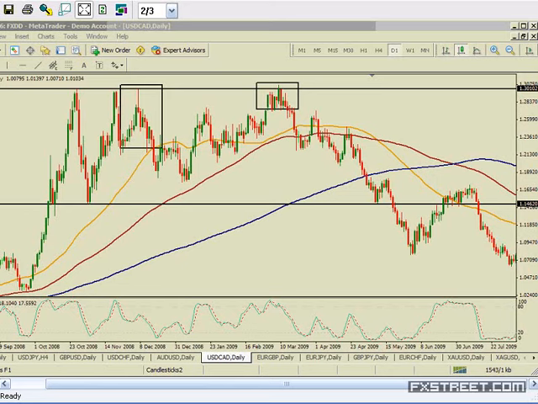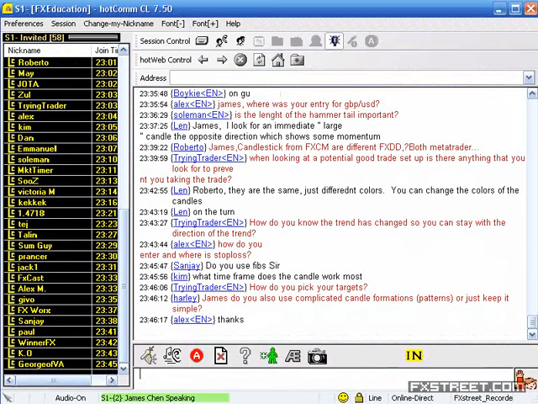What time frame does a candle work most? It works on all time frames depending on what you like to trade. I was showing you daily charts because that's usually what I'm looking at more often than the shorter term charts. But if you're looking at shorter term charts, that's fine. There may be a lot of noise on the shorter term charts, which is why I generally like to stick to the longer term charts. But these candlestick patterns work on every time frame.